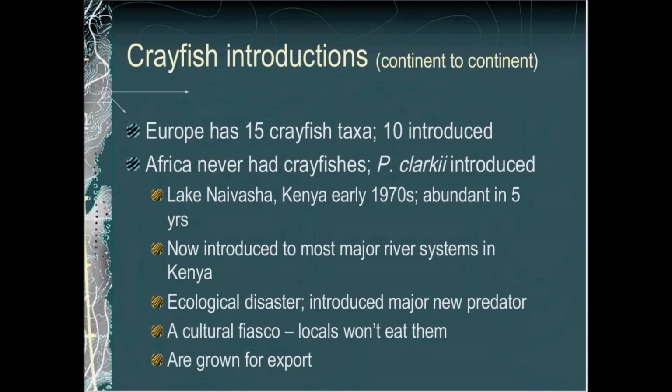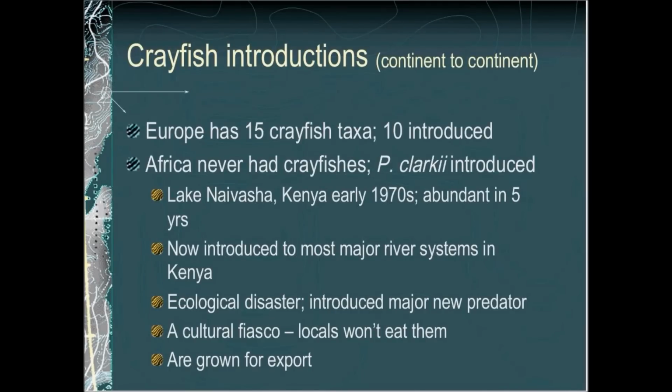Now, when we talk about continent to continent, let's talk a little bit about Europe. They now have 15 crayfish taxa, 10 of which are introduced. And most of those were from North America. There were a few that came from Australia, but most of them were from North America. Now, the crayfish in North America can carry this fungus that, in layman's terms, is called the crayfish plague. And it is a vector for that, but it doesn't affect them. They're immune to its effects.